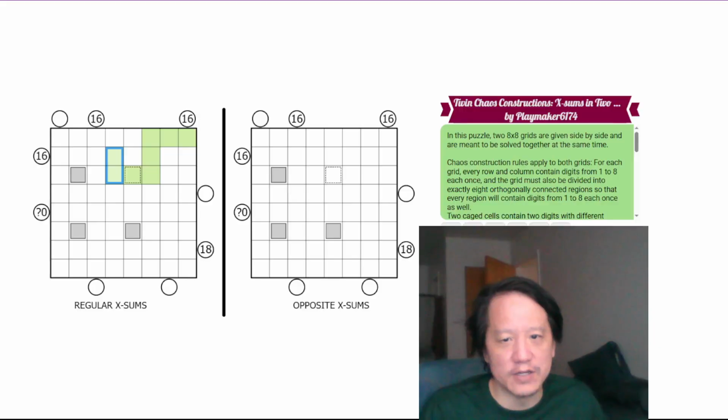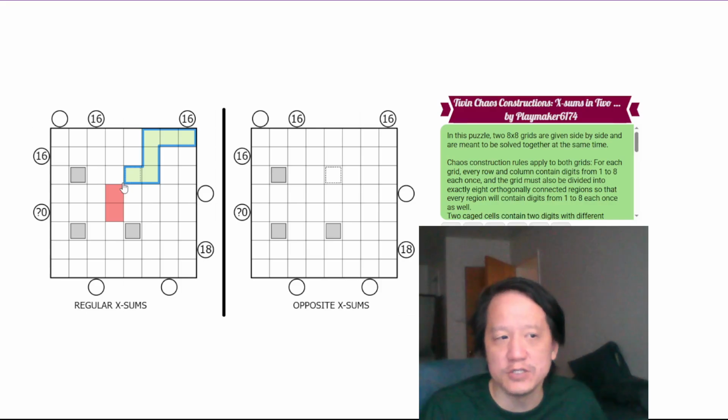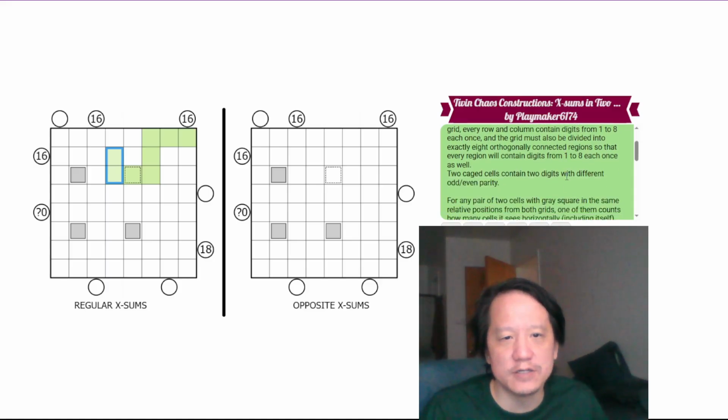What is not valid as an orthogonally connected region would be something like this, because even though these two cells can go to each other by going through edges while staying within the region, they cannot go to any other cells in the region just by going through edges. They would have to go through a corner here, or exit the region by going through an edge, neither of which are allowed. So that's how orthogonally connected regions work.